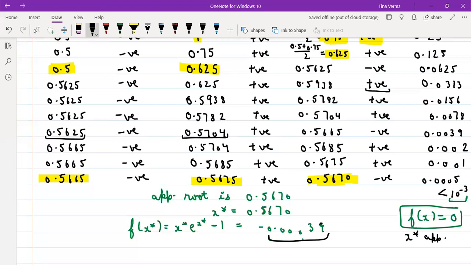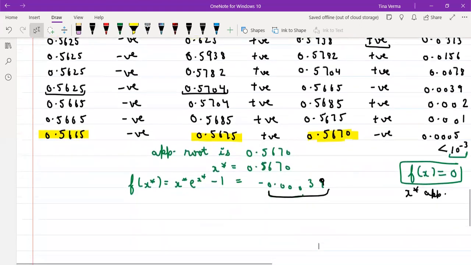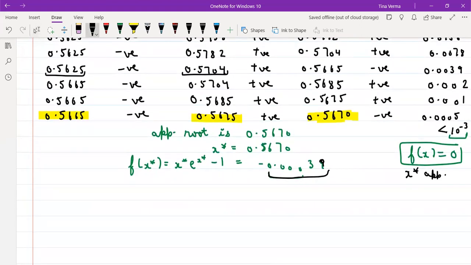So you can verify that your answer is correct because at this point your function's value is almost zero, that is 0.000. So this guarantees that it will converge to the root.